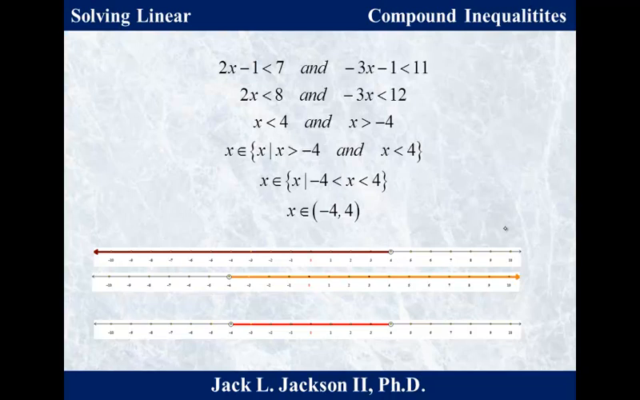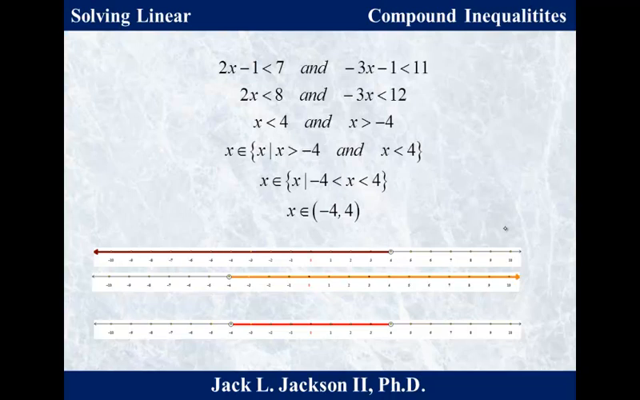Okay? So again, we solve these separately. So we have 2x minus 1 is less than 7, and negative 3x minus 1 is less than 11. So here we add 1 to both sides on the left, and we get 2x is less than 8. Divide both sides by 2, we get x is less than 4. On the right, we have negative 3x minus 1 is less than 11. Add 1 to both sides, and you get negative 3x is less than 12. Divide both sides by negative 3, we get x is greater than negative 4. Again, we divide by a negative, we reverse the inequality.